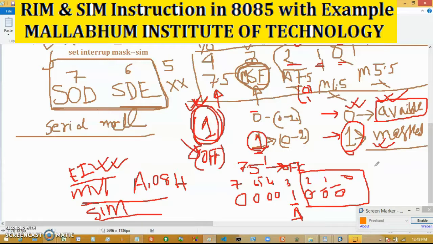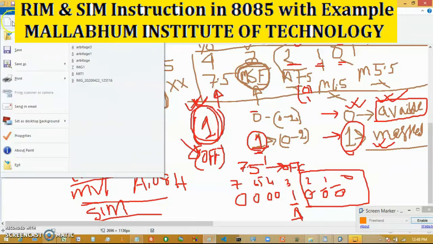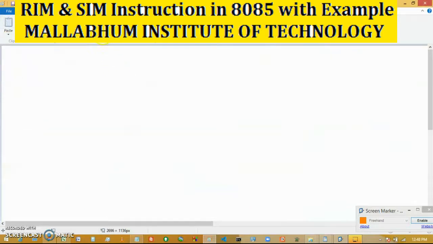Next, the RIM instruction. The full form of RIM is Read Interrupt Masks, and this is also a 1 byte instruction. Because there are several interrupt lines, when one interrupt is being served, another interrupt request may occur and remain pending. The microprocessor checks the pending interrupt with the help of this RIM instruction.